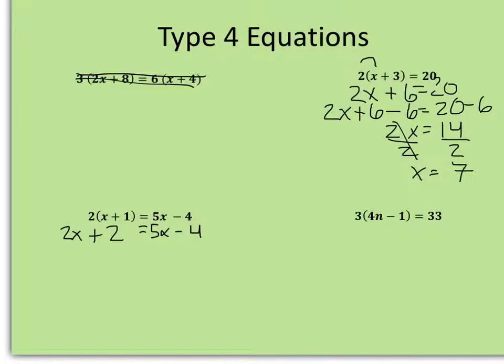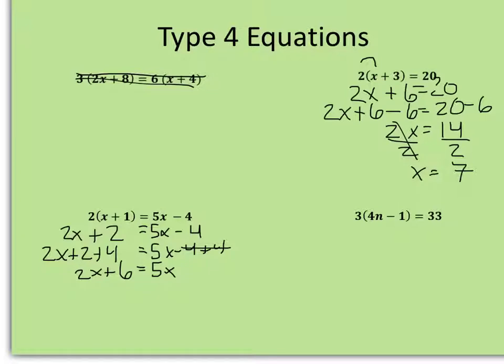So I have 2 x's on this side and then 5 x's on this side, so I'm going to try to group my x's where there's the most of them, which is on this side, and that will keep them positive. So first I'm going to move this 4 over, so I'm going to add 4 to both sides. Add 4. So these 4's cancel out, and I'm left with 2x plus 6 equals 5x.